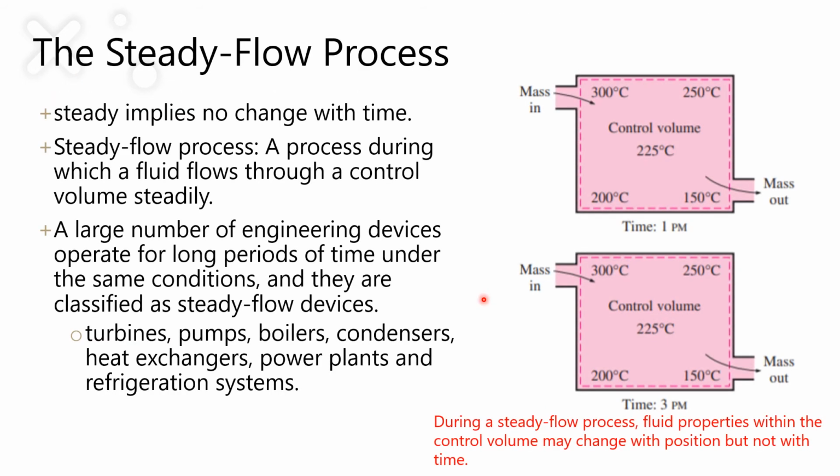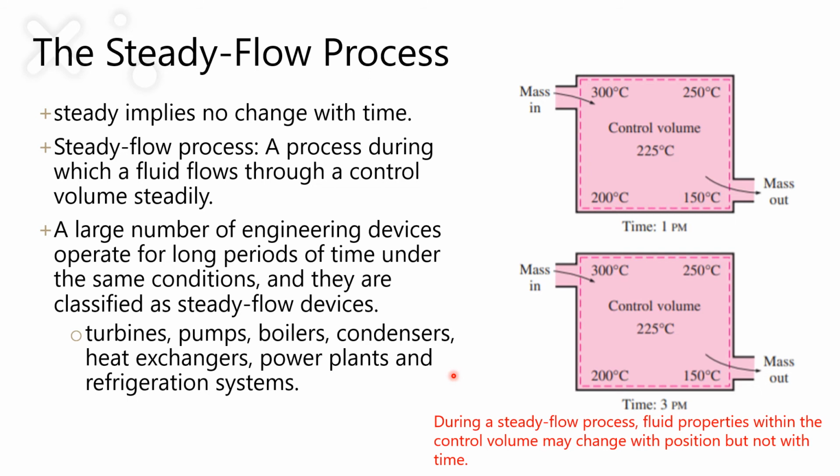Steady flow process. The terms steady and uniform are used frequently here. The term steady implies no change with time, and uniform implies no change with location over a specified region. A steady flow process is defined as a process during which a fluid flows through a control volume steadily. During a steady flow process, fluid properties within the control volume may change with position but not with time.